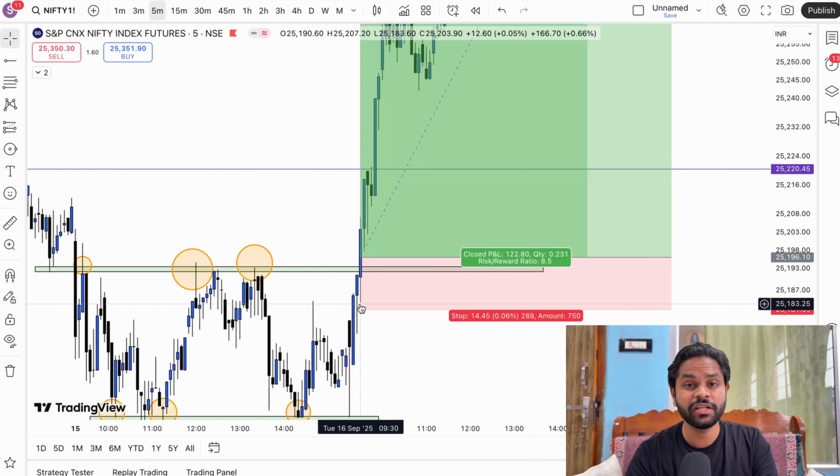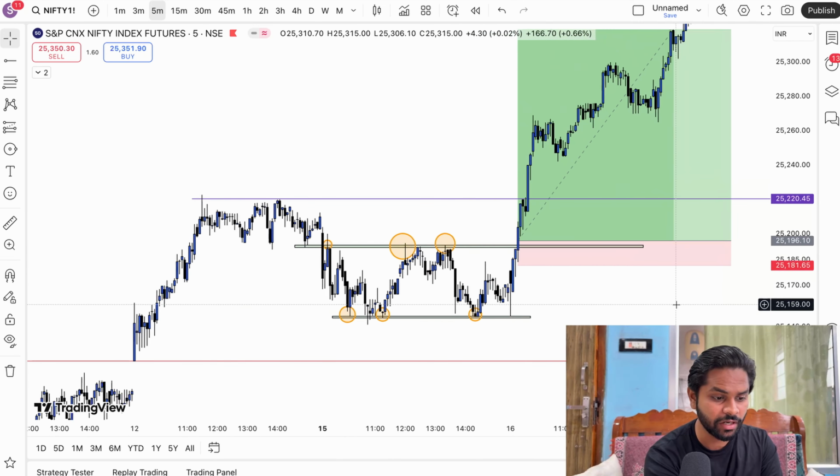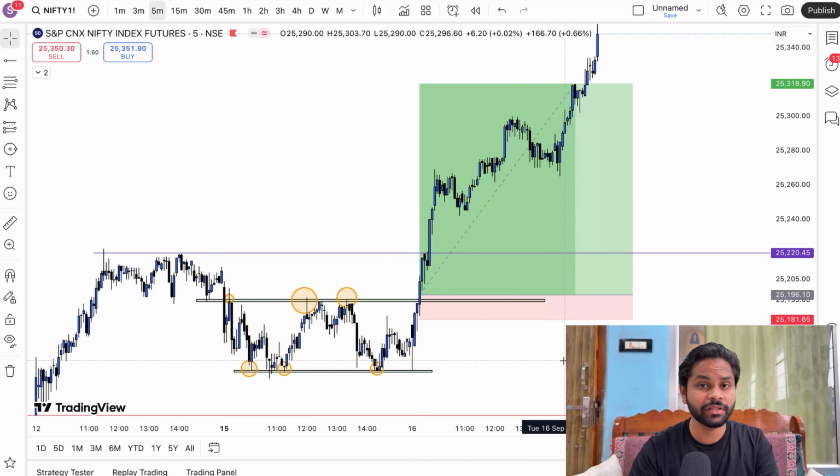One trade can change your life. One trade can recover all your losses in the market. So this was the basic setup. This was the reason I wanted to show you that simple things do matter.